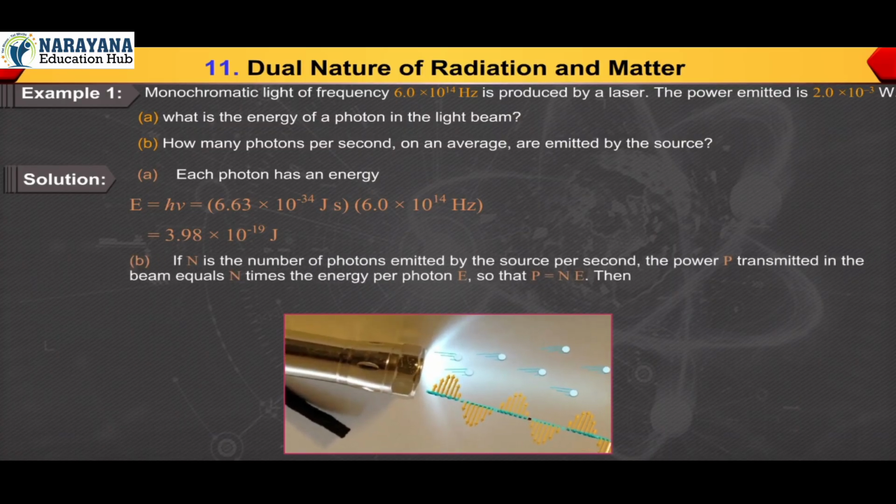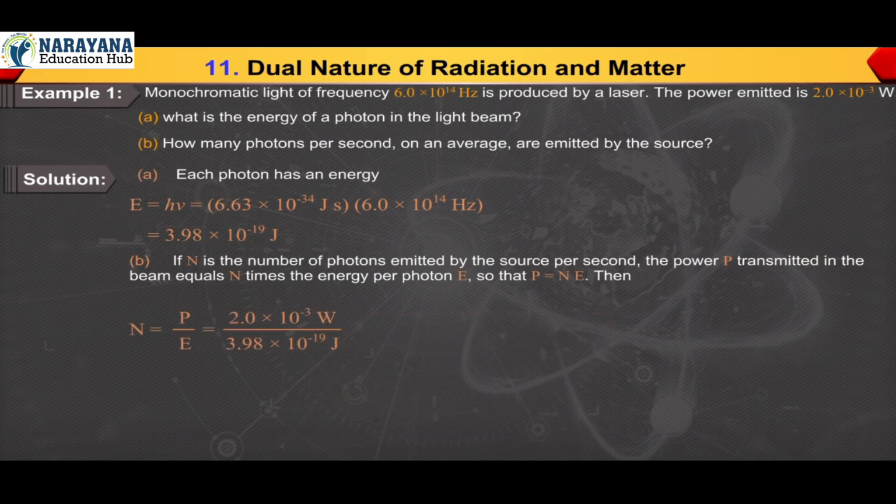B. If n is the number of photons emitted by the source per second, the power P transmitted in the beam equals n times the energy per photon E, so that P equals nE. Then n equals P upon E equals 2.0 × 10^-3 watt upon 3.98 × 10^-19 joule, equals 5.0 × 10^15 photons per second.